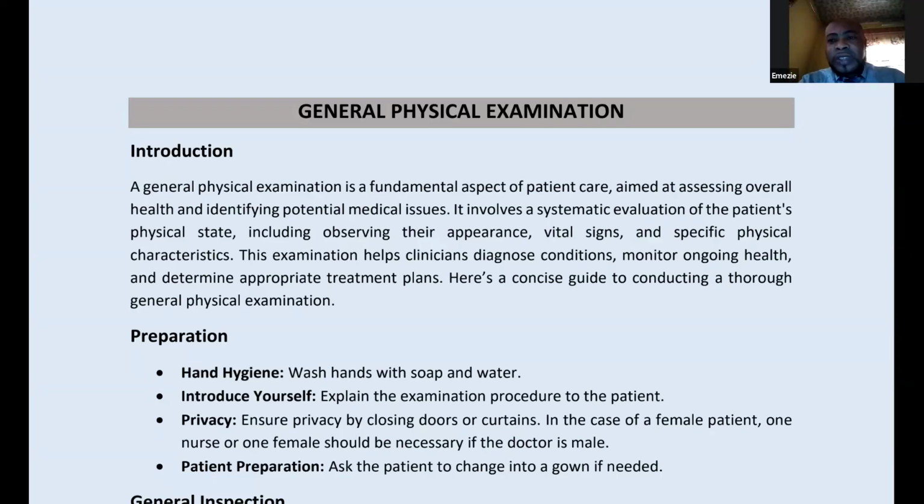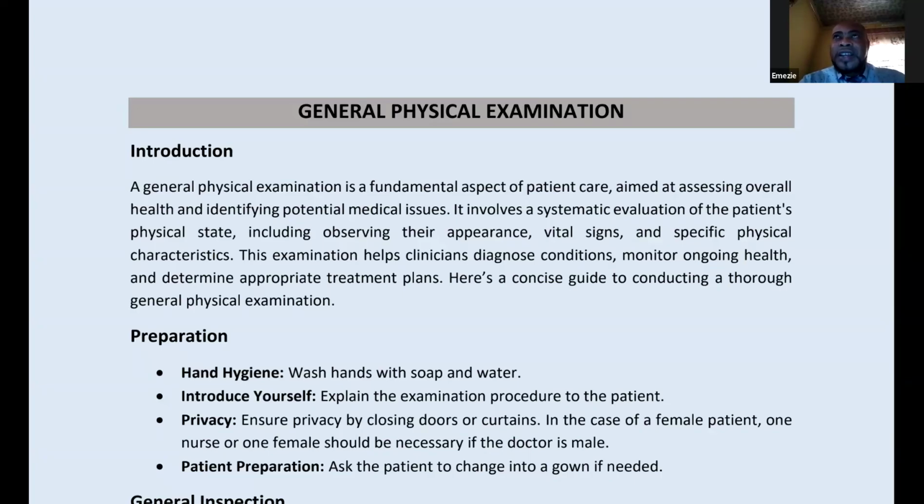So the first one we want to start today is the general physical examination. I would want to tell you that in this slide I'm using, I'm going to forward it to the WhatsApp page. But in this slide I'm using, a lot of things are included. It's kind of more detailed, and it's added some things that should not be in the general physical examination.